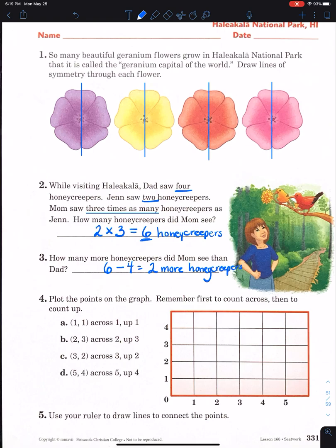All right. Number 4, plot the points on the graph. Remember first to count across, then count up. So for A, we go over 1 and up 1. So over, up, and plot your line. 2, 3. So we go over 2 and up 3 for the second point. 3, 2. We go over 3 and up 2 for the third point.